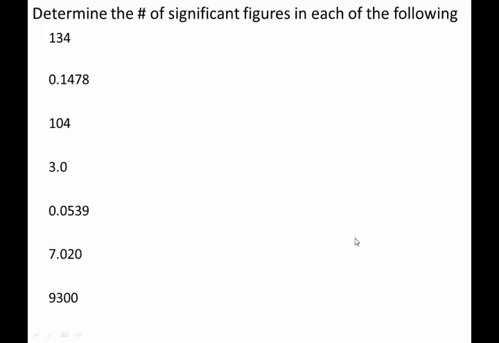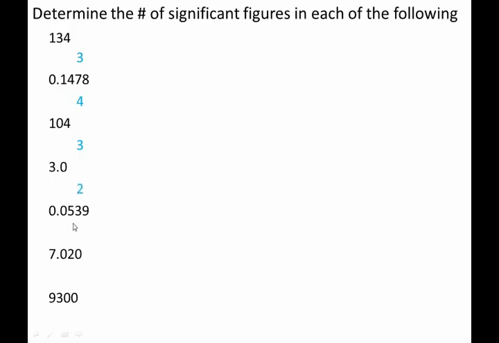Okay, so pause and determine the number of significant figures. So this first one has 3, right, because there's no zeros to worry about. The second one, this 0 here is a leading 0. They're never significant, so there's just 4 significant figures. Here, a confined 0, definitely significant, 3. This one, trailing 0. Remember, trailing zeros are conditional. If there's a decimal point, it's significant, so there are 2 here.